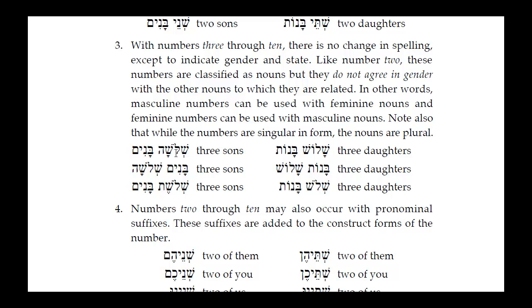So, for example, we have Shlosha Banim. Well, we have a masculine plural noun, but we have a feminine number here, Shlosha. So they can be used in that sense here. We have Banim Shlosha. It comes after the noun. We have it coming before the noun. It can even be in different states. Shloshet in a construct state with a masculine plural noun, and all three mean 3 sons.